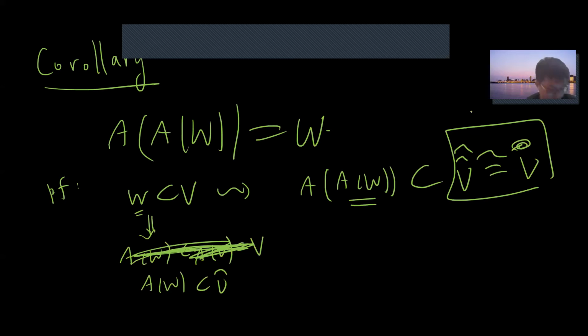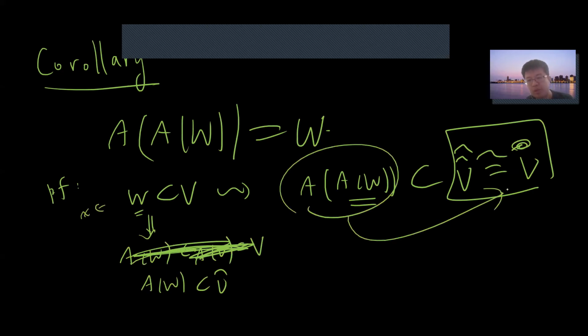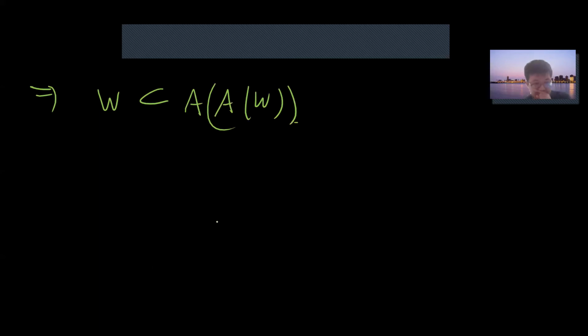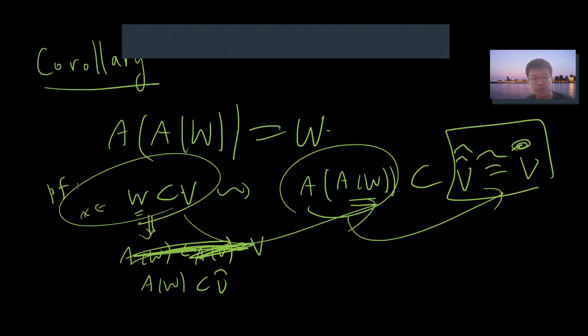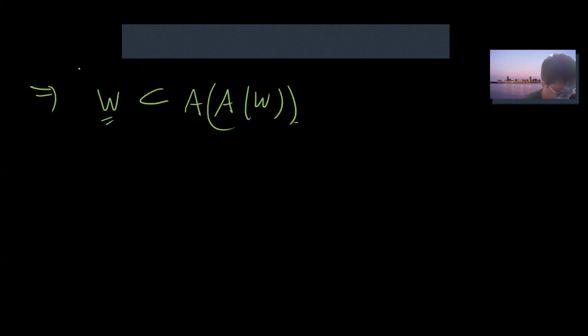Okay, so we prove that if any element x belongs to W, then it creates this space, a subspace of V. So this statement tells you that W is a subset of AAW. Because we proved that if you start from here, you arrive here, so the element inside this must be inside this. Okay. So we need to show it back, so we want to put it back.